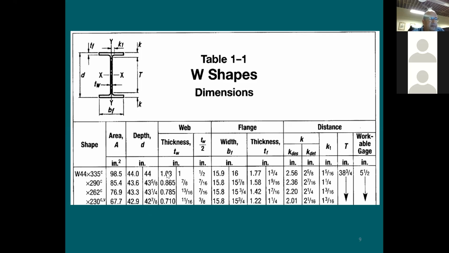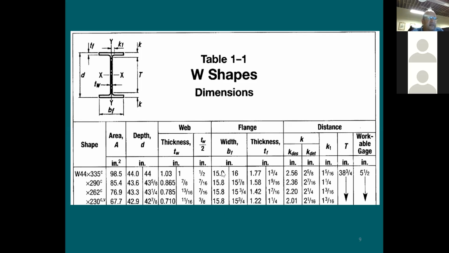Web thickness, look at this, 1.03. For construction purpose, it's going to be called 1 inch. You cannot call it 1.03. You cannot measure the 0.03. It doesn't make any sense. It doesn't make a difference because it's going to be within the tolerance. Same thing here. Look at this number. This is not 7/8. This is not 13/16, but this is the actual values. So if you like to do analysis, you use these values. You don't use these values.